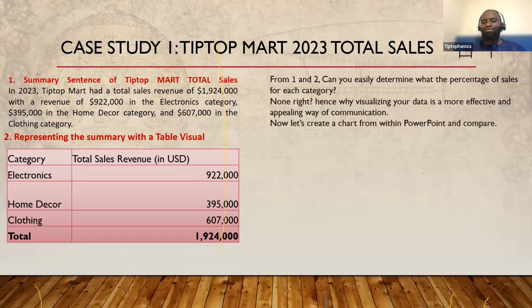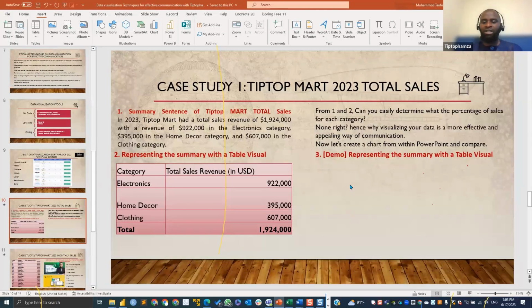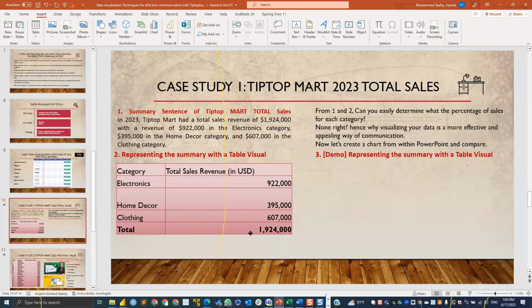So now let's create a chart from PowerPoint and compare, to answer the question I just asked in terms of determining the percentage of sales for each category. Before I show us how and where we can do that, the demo, can someone tell us, from what we've learned today, which visual do we think is going to perfectly show us the proportion of this chart here? The pie chart. Exactly, the pie chart.